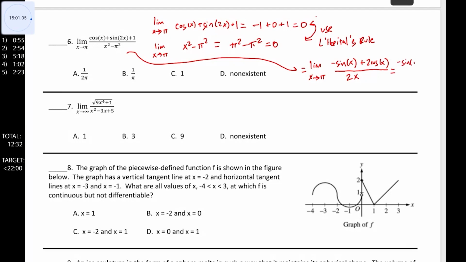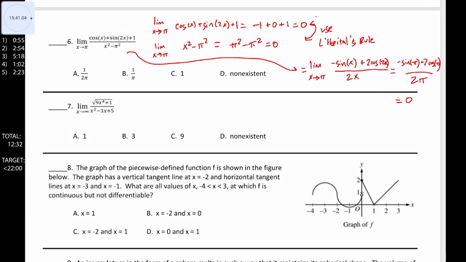So negative sine of pi plus 2 cosine of pi, running off the page here, that's okay, divided by 2 pi. Sine of pi is 0, so we have 0 plus 2 times cosine of pi, which is negative 1, times 2. So hold up here, let's back that up a little bit. I see I made a little error here. No big deal. But this should actually be 2 cosine of 2x.